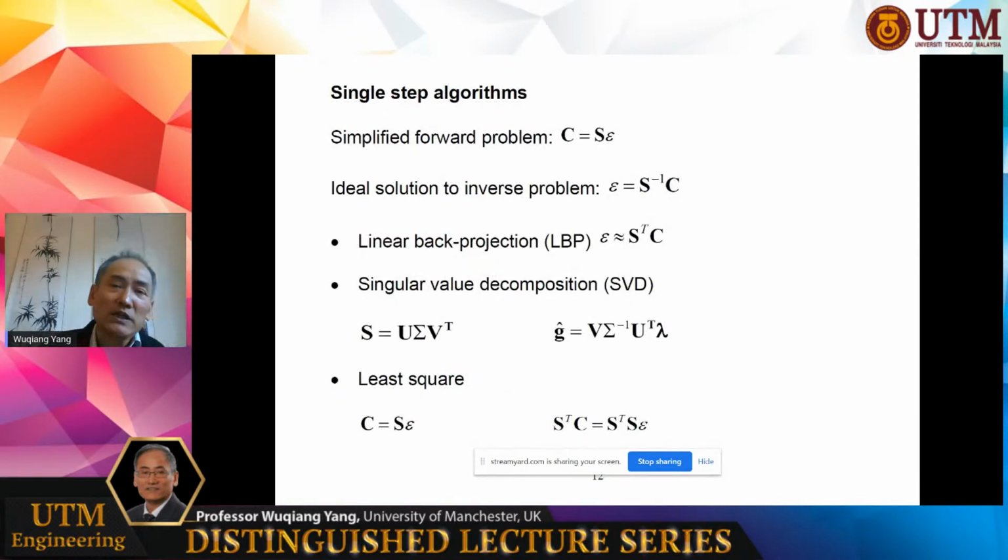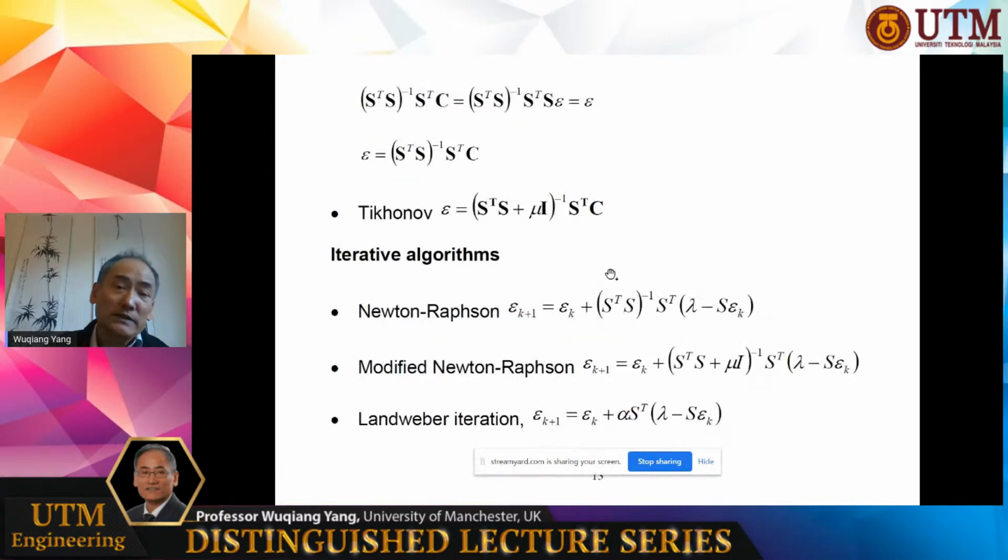There are many image reconstruction algorithms. Basically, there are two groups. One is single step, the other one is iterative. With the single step, the typical one is linear back projection. And that is this equation. There are many other different types. And this is another typical one called the Tikhonov. Actually, it's not difficult to derive Tikhonov equation, but it's difficult to use because here you have a relaxation factor that is difficult to decide.